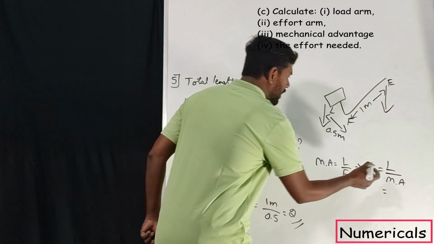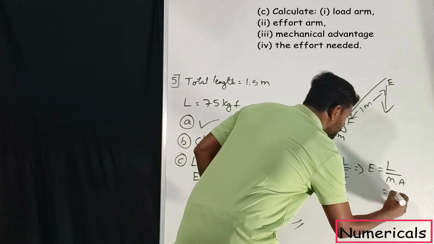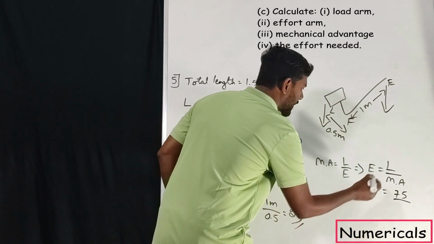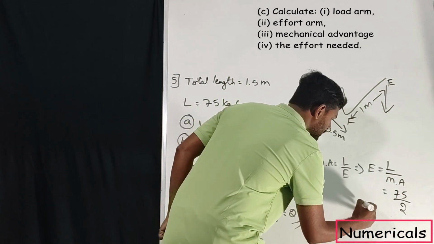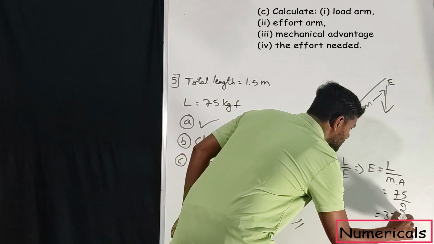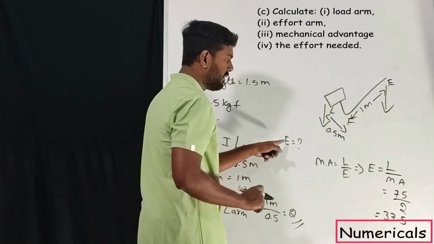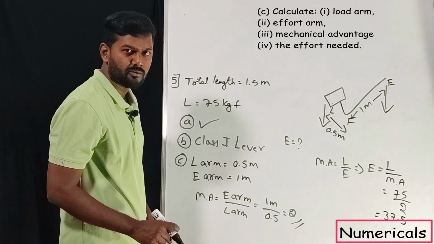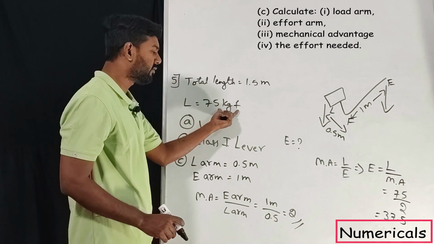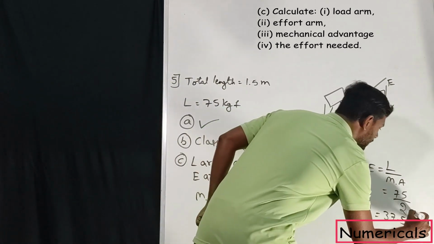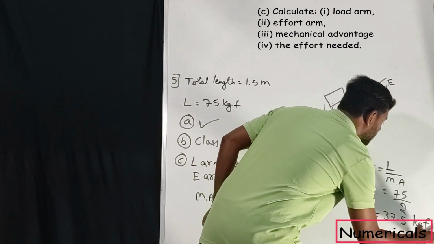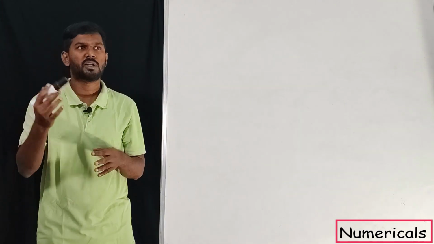Okay. Now, load is given as 75 and mechanical advantage we got as 2. The final answer will be 37.5. What are we finding? Effort. What is the unit of effort? That depends upon load. What is the unit of load? kgf. Effort will also be kgf. That's it.